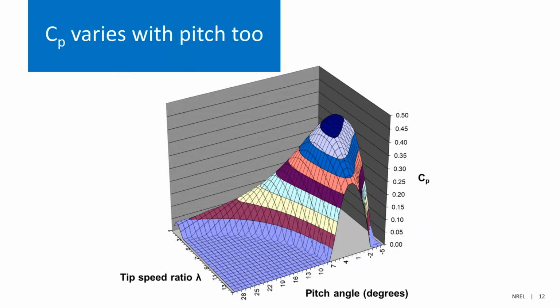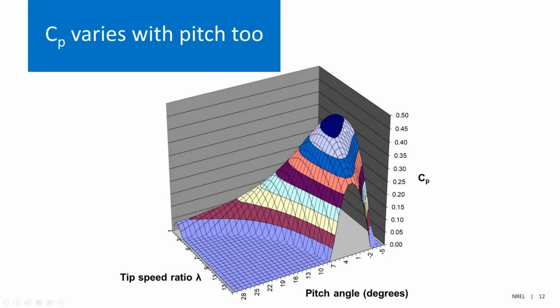C sub P also varies with pitch. The one that I showed on the previous slide is a particular slice of this for a particular pitch angle. But when you vary your pitch angle, you also vary your C sub P curve, your C sub P versus lambda curve. And it's important to note that the optimal point does not stay at a fixed lambda as you change your pitch angle. This peak point can change with tip-speed ratio. For example, down here, the optimal lambda is around 2, whereas up here, it's around 7.